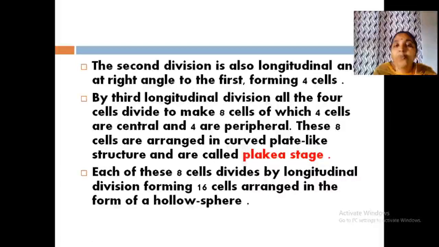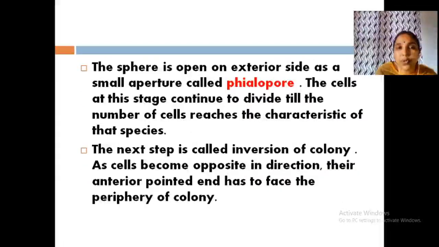Okay. Now, each of the 8 cells divides by longitudinal division and forms 16 cells arranged in a hollow sphere. You can see the diagram also. Then it forms a hollow sphere. Then the sphere is open at one end and the opening is known as what? Phialopore. The opening is known as what? Phialopore.